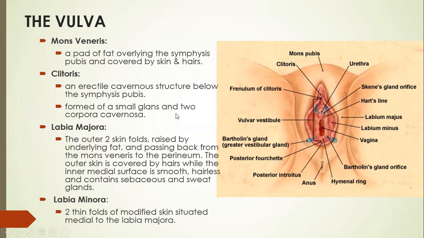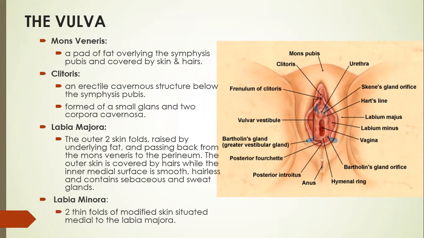Then behind that is the clitoris. It is an erectile cavernous tissue structure below the pubic symphysis, just behind the mons pubis. It is formed of small glands and two corpora cavernosa. It is the female counterpart of the penis. In males the penis is well developed, but in females it becomes very short, the clitoris, and it has erectile tissue called the corpora cavernosa, just like the penis.